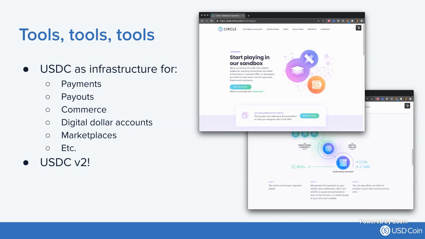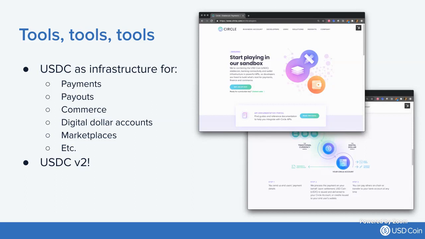We're passionate about seeing people beginning to use USDC as an alternative infrastructure for money, whether it is use cases around payments and payouts, commerce, what we call digital dollar accounts, which is imagine every app on your phone that has a dollar balance, right? It doesn't have to be a financial service. It can be Uber, Airbnb, marketplaces, and how you can basically reimagine all of those things built on top of this infrastructure. We are very passionate about that on the Circle side.